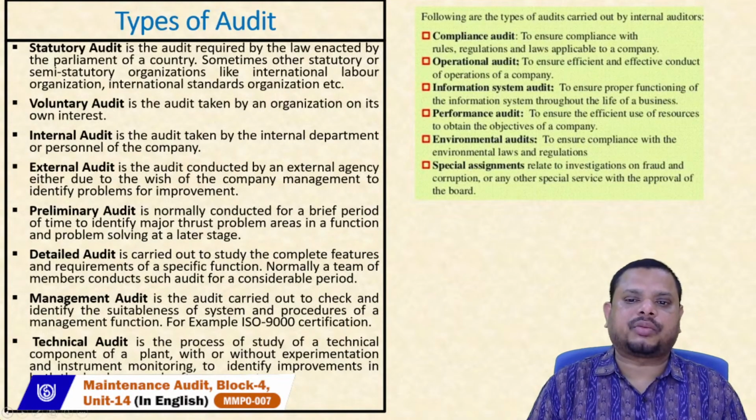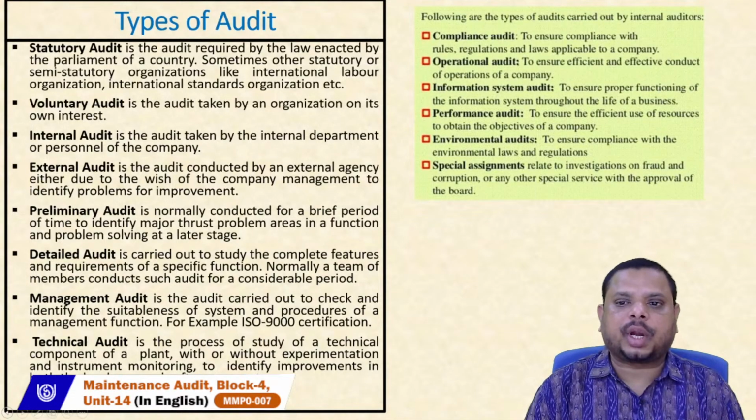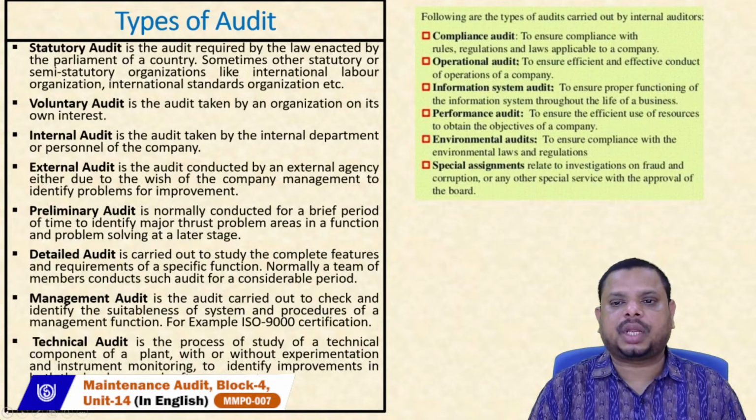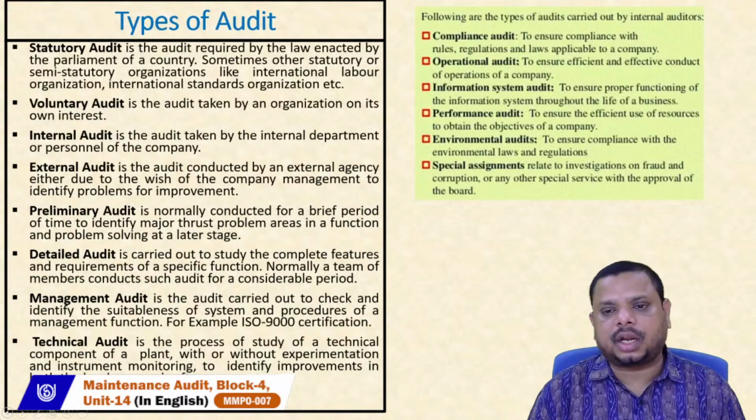The next one we have is performance audit, to ensure the efficient use of resources to obtain the objectives of the company. Why should a performance audit be needed? For example, in a maintenance management department, they have been allocated a number of resources: men, machines, and materials in the form of spare parts. The basic objective of the maintenance department is to ensure functionality throughout the machines, the process, and the operation, so that the company will achieve its objectives: maximize profit, enhance quality, and satisfy the needs of customers.